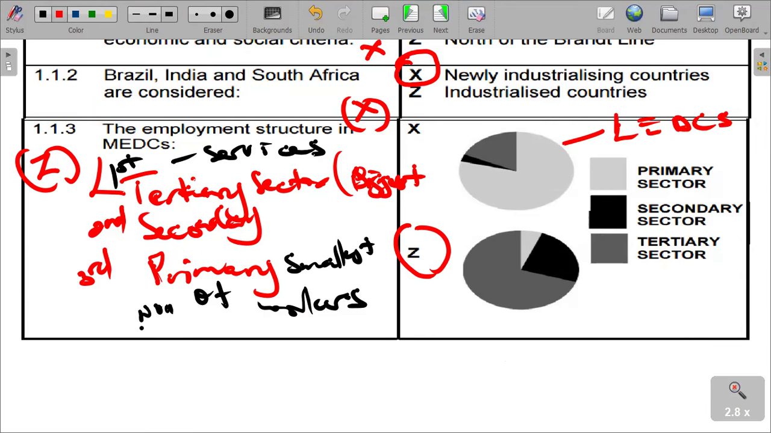We have such a representation in less economically developed countries, which is actually saying that most of the workers are found in the primary sector because we are primary sector dependent.